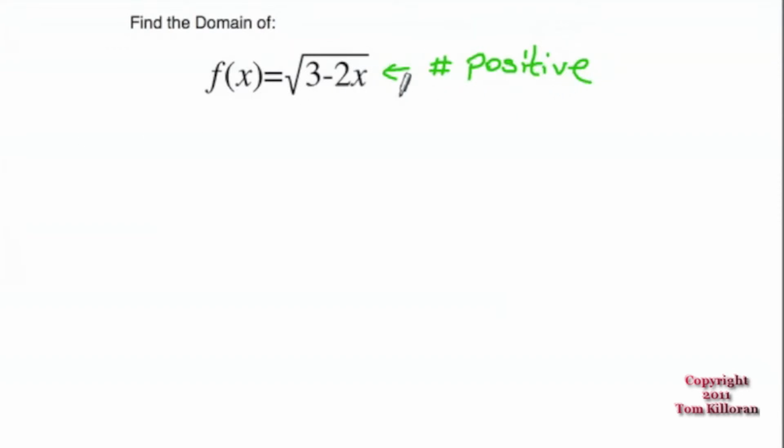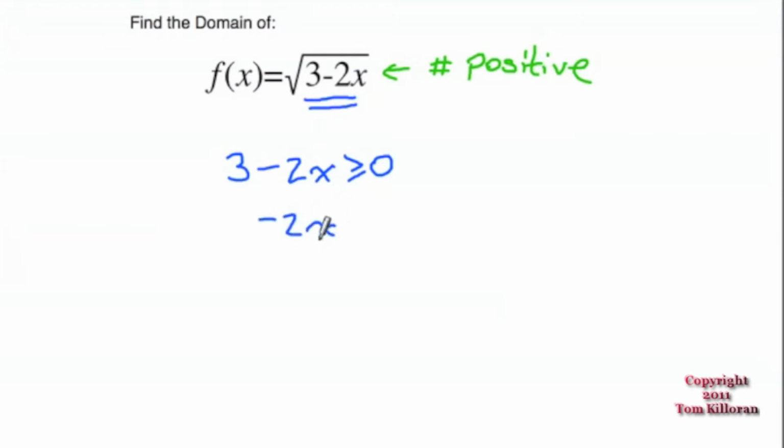keep the inside positive. So the inside here is 3 minus 2x. So I want to make sure that 3 minus 2x is a positive number. To say that mathematically is to say that the number is greater than or equal to 0. I'm not saying that x is greater than or equal to 0. I'm saying that this whole thing on the inside of the radical is greater than or equal to 0.